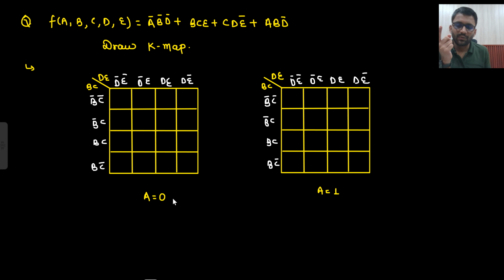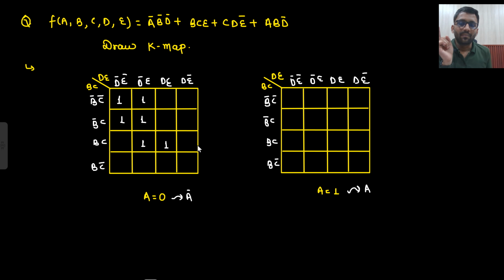First one: this would be our A bar and this would be our A. So the first term is A bar, B bar, D bar. So only in A bar we need to see, and B bar, D bar. So B bar is here, D bar is here, and this is there in A bar only. Now BCE: BC is here and E is here, BC is here and E is here. Wait a minute. Some A bar is here and B bar, D bar is here. B bar is there and D bar is there.